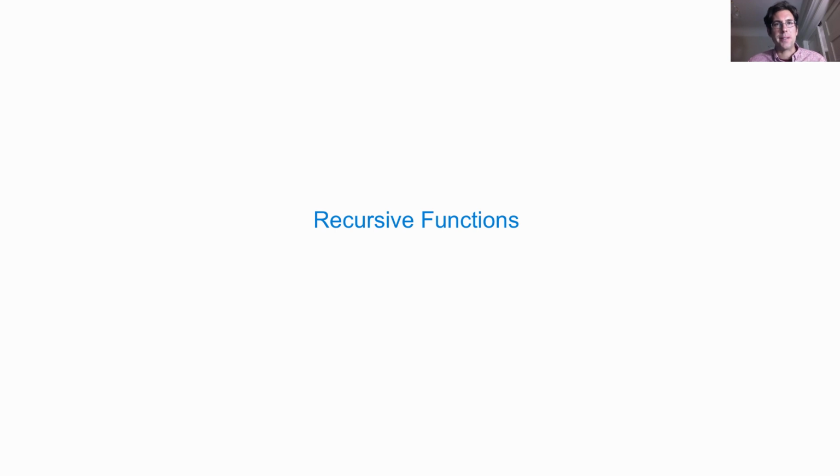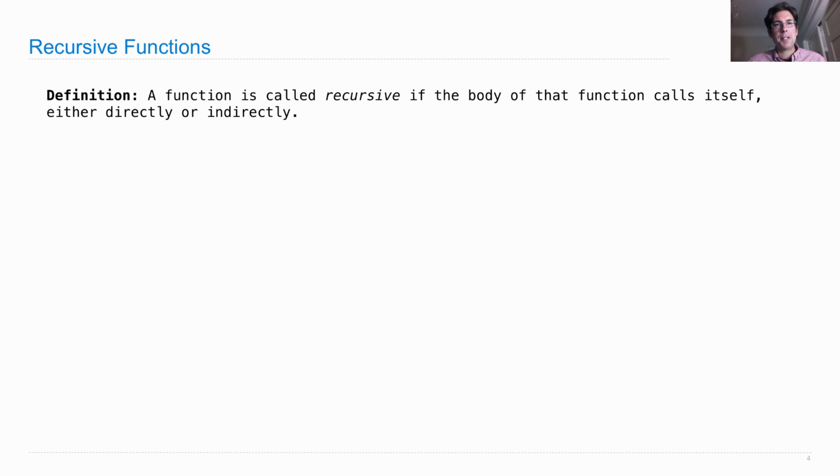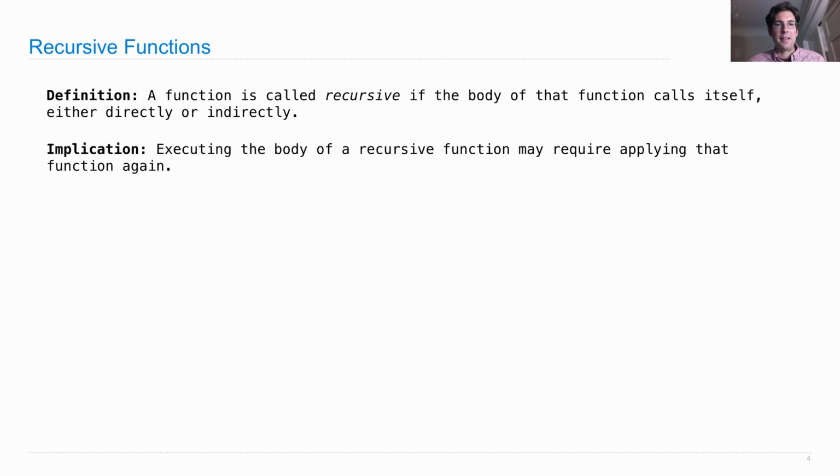Recursive functions, one of my favorite topics in this course. So a recursive function is a function whose body calls itself, either directly or indirectly. We'll see both cases today. So what does that mean? Well, it means that sometimes when you're executing the body of a function, and it's a recursive function, that might require you to apply that same function again.